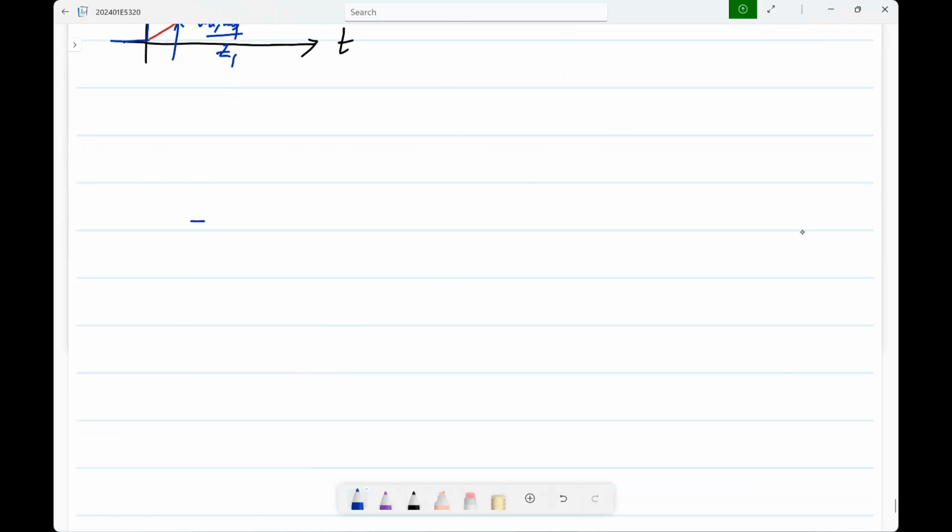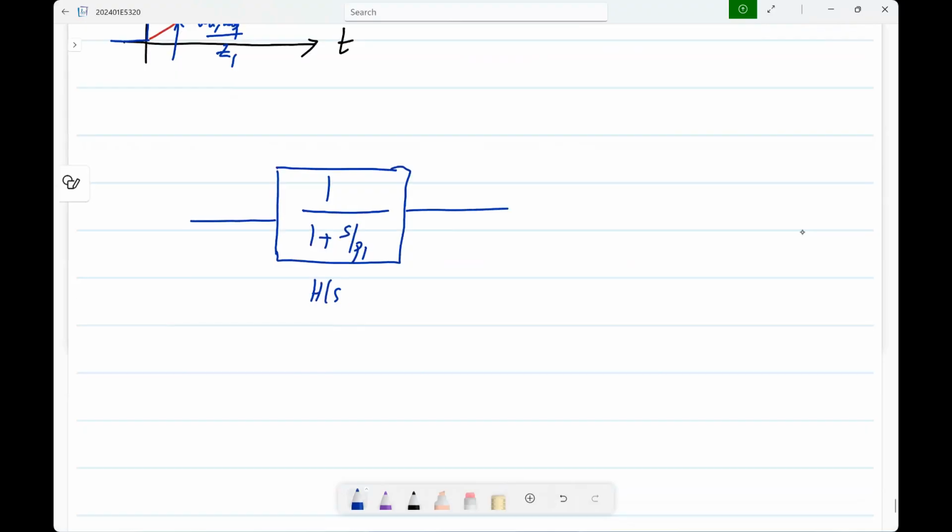So let's say this is the transfer function. This is h of s, and you have a square wave input. How would you solve this? You can try to do it in the frequency domain. So how would you do it in the frequency domain? What do you have to do to solve this in the frequency domain?